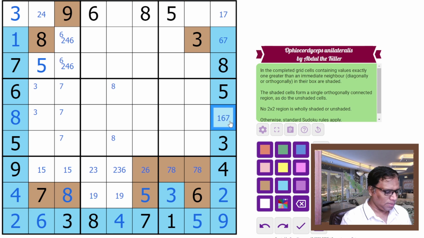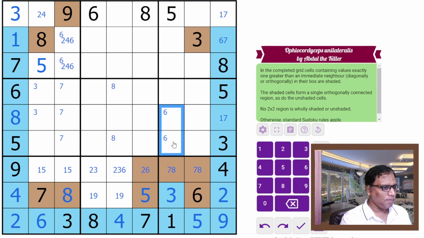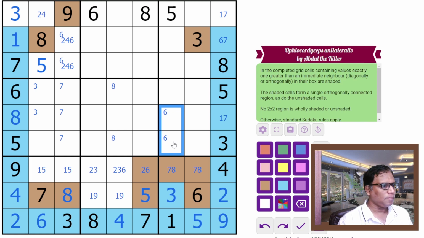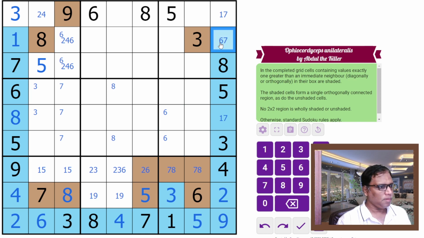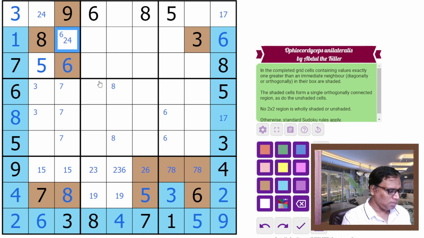And if that is light, that means this cannot be 6. 6 is not here. 6 is here somewhere. 6 must be here now, right? 6 must be here. That's the only 6 available here. 6 is light, right? If that's 7, that will be dark. 6. Oh, that's not 6 now. That's 6. And that's going to be dark. That's not 6. That's 2, 4, 2, 4.